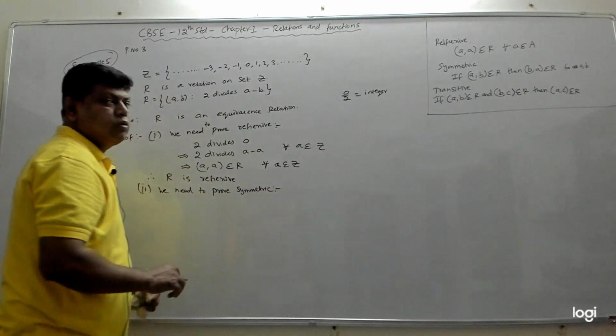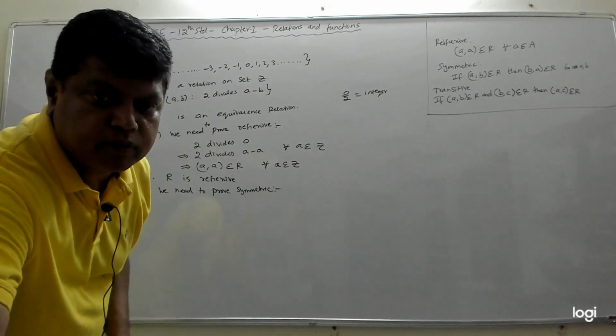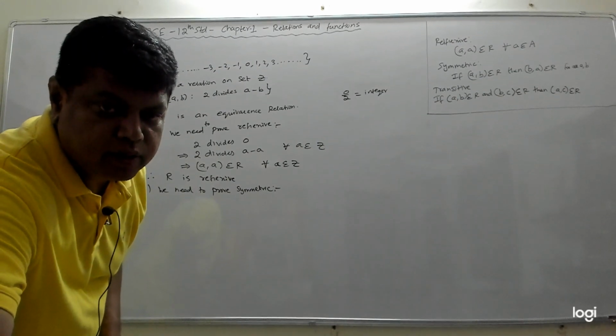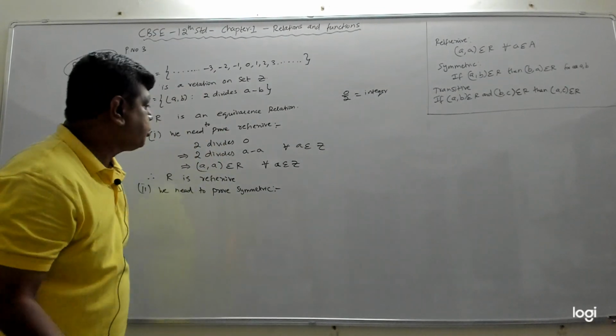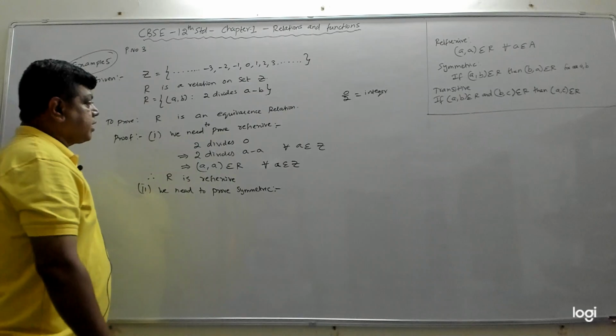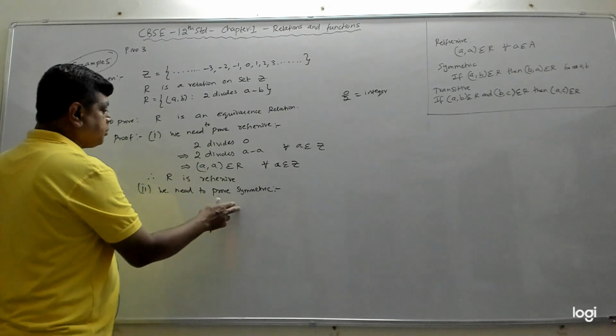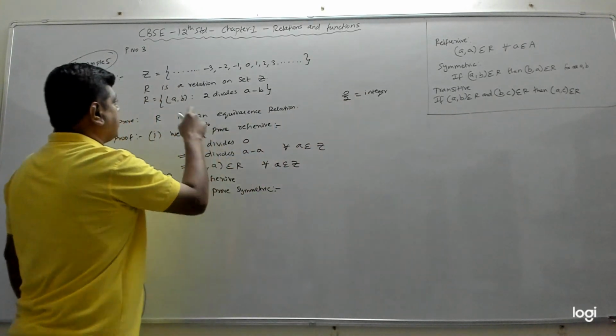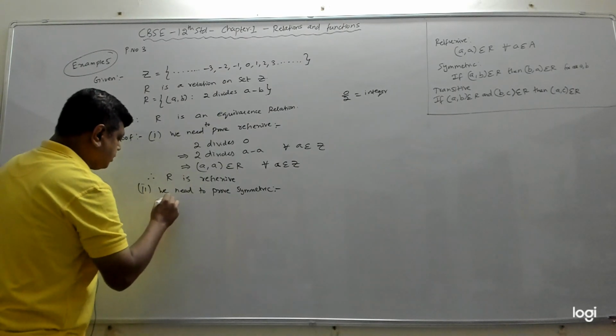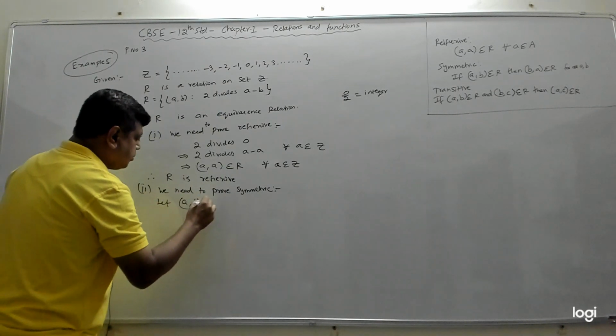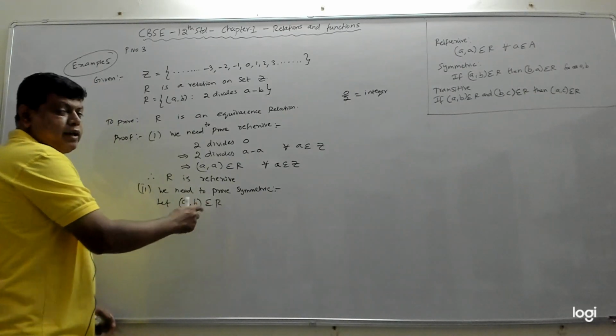We need to prove symmetric. That is the second part. So now to prove symmetric, we have to take an element from R. So we'll say let (a, b) belongs to R. So we are taking one element from the relation R.